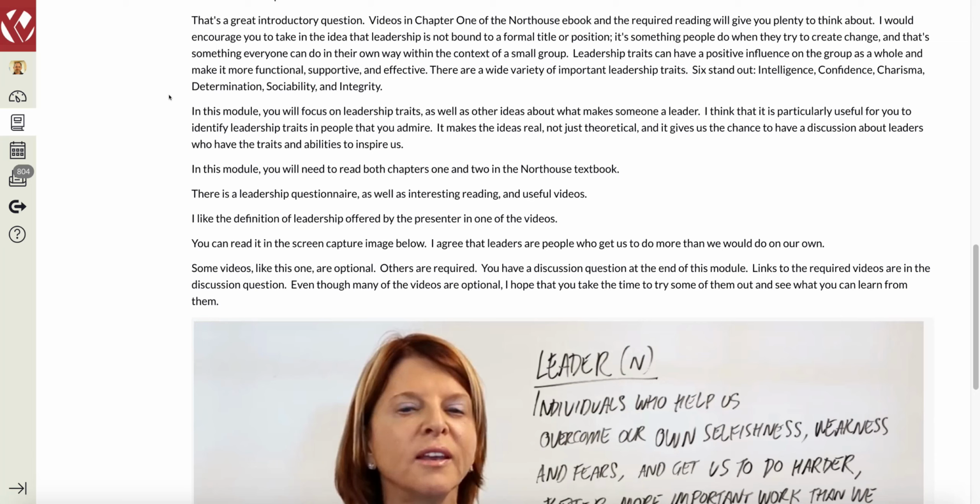Okay, continuing on. In this module, you will read both chapters 1 and 2 in the Northhouse textbook. There is a leadership questionnaire as well as interesting reading and useful videos. So the questionnaire, that's something you take where you identify your own leadership traits and then you can write about that. I like the definition of leadership offered by the presenter in one of the videos.